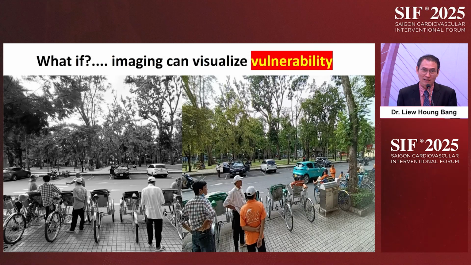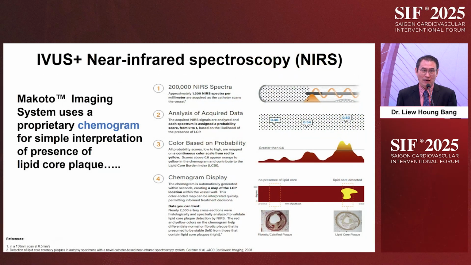What if we have color? Wouldn't it be much better? And if the color can tell us about vulnerability, would it be much better? So here you are, we have a technology now that potentially can give us insight about vulnerability. IVUS with near-infrared spectroscopy, a technology that was launched not that long ago, less than 10 years ago in Japan, and has been used to assess a particular phenotype of plaque, the lipid-rich plaque, LRP.